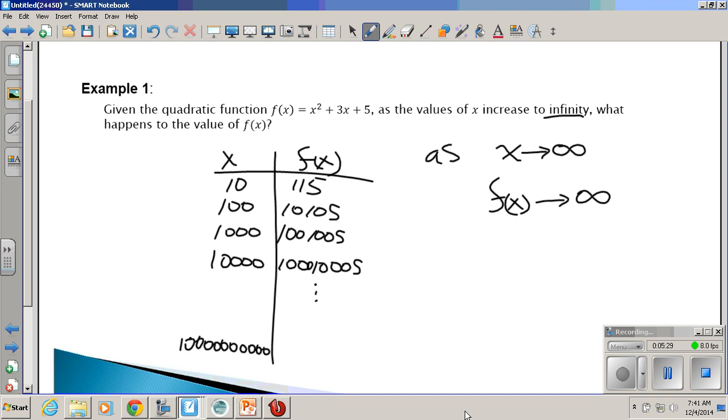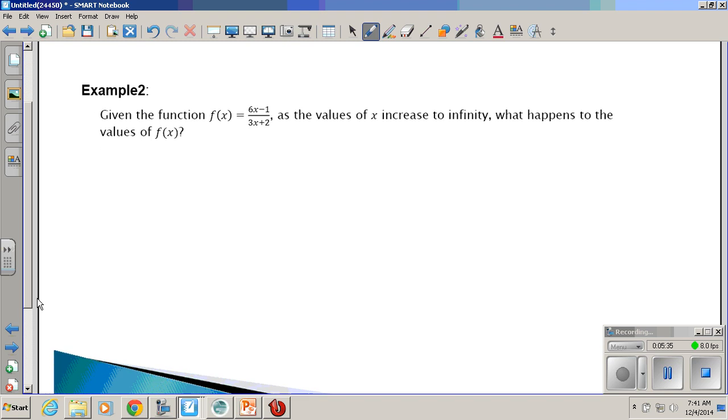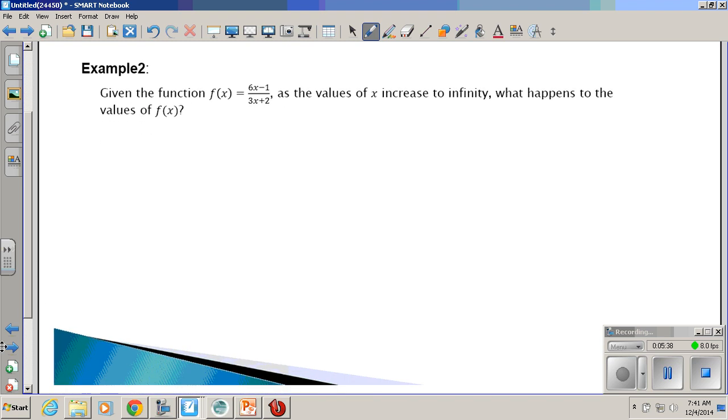Now, that's not always going to be the case. It may approach a number. Okay, let's try example 2. So now we have this function, 6x minus 1 over 3x plus 2. We want to know, as x approaches infinity, gets bigger and bigger and bigger, what happens to this function?